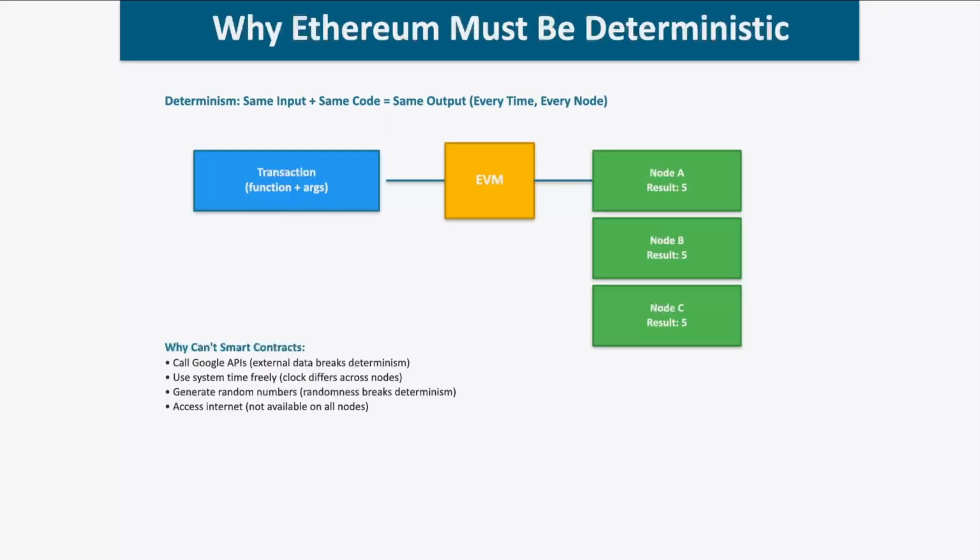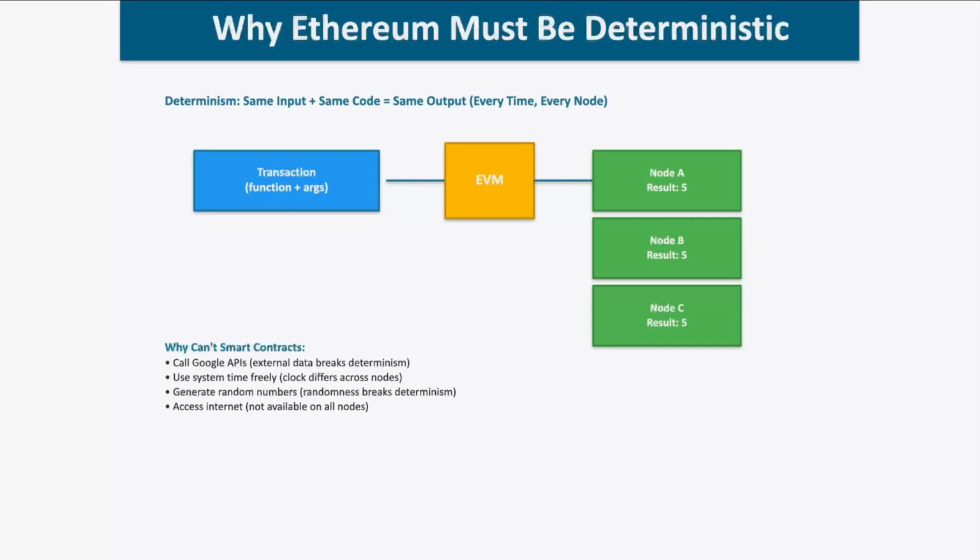So why should Ethereum be deterministic? Well, determinism means the same input, same code, and same output every single time on every single machine. Imagine 10,000 identical calculators. You punch in 2 plus 2, they all return 4. If even one returns 5, it's broken. That's rejected. Ethereum works in the same way. The EVM must be deterministic or the system fails.